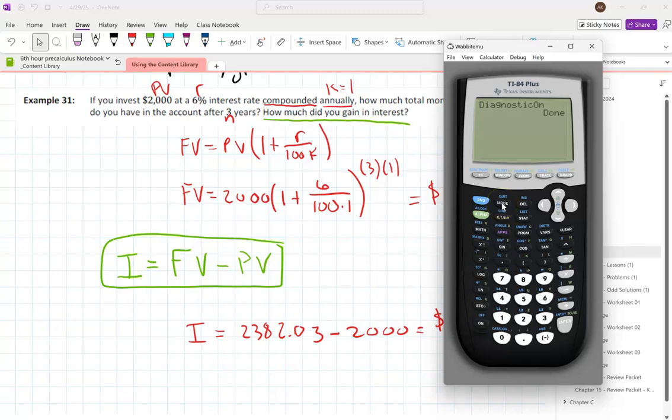What if we did this over 50 years, though? So let's do the simple interest first. So $8,000 for 50 years at simple interest.